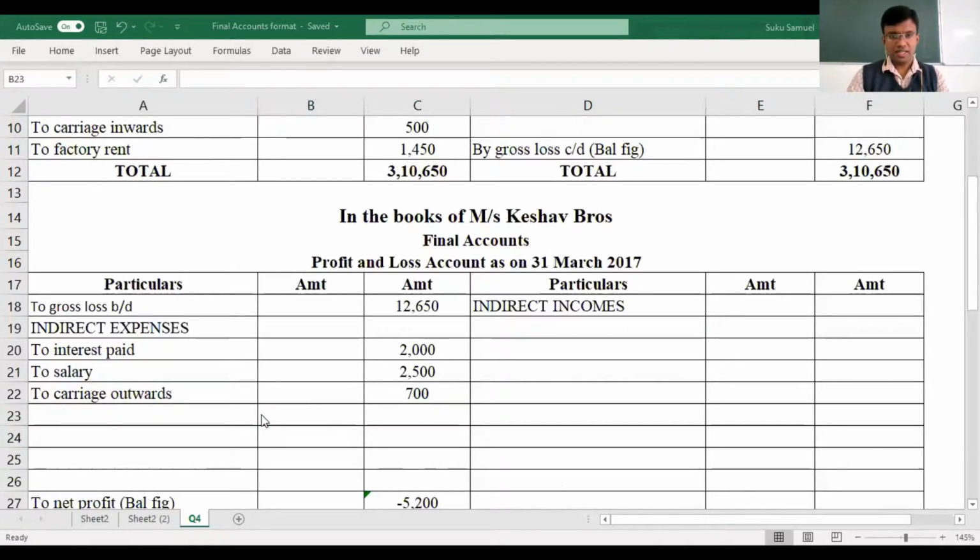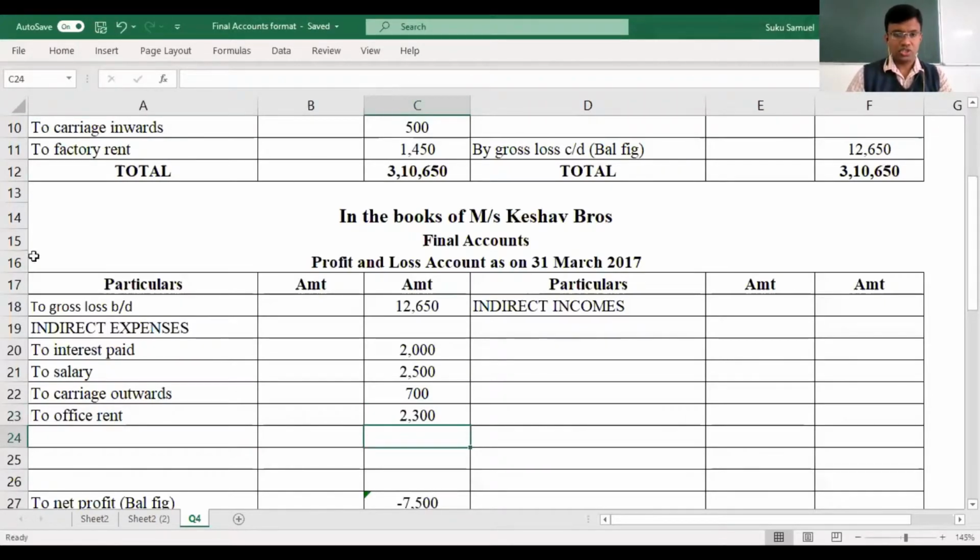Then you have office rent. Let's quickly look at the office rent. Office rent is 2,300.